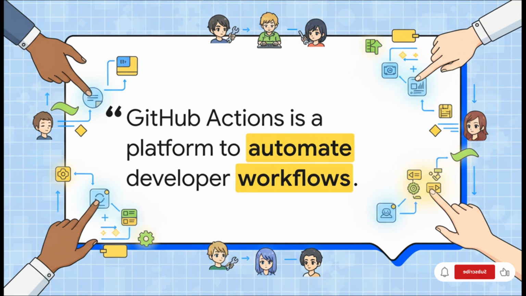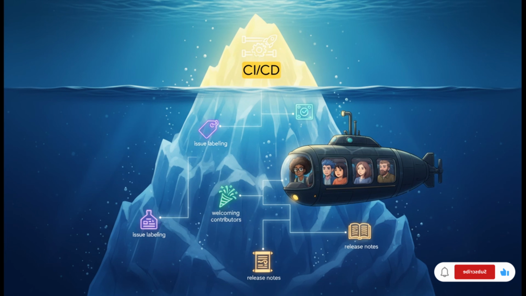Let's just look at the official definition for a sec. It's a platform to automate developer workflows. Now, I want you to focus on that last word, workflows, plural. That is so important because most people hear GitHub Actions and they immediately think of just one thing. And that one thing is CI/CD, continuous integration and continuous deployment. And look, Actions is amazing at CI/CD, but that is just the tip of the iceberg. If you only think of it as a CI/CD tool, you're missing out on almost everything it can do. It can automate pretty much any process you can dream of inside your repo.